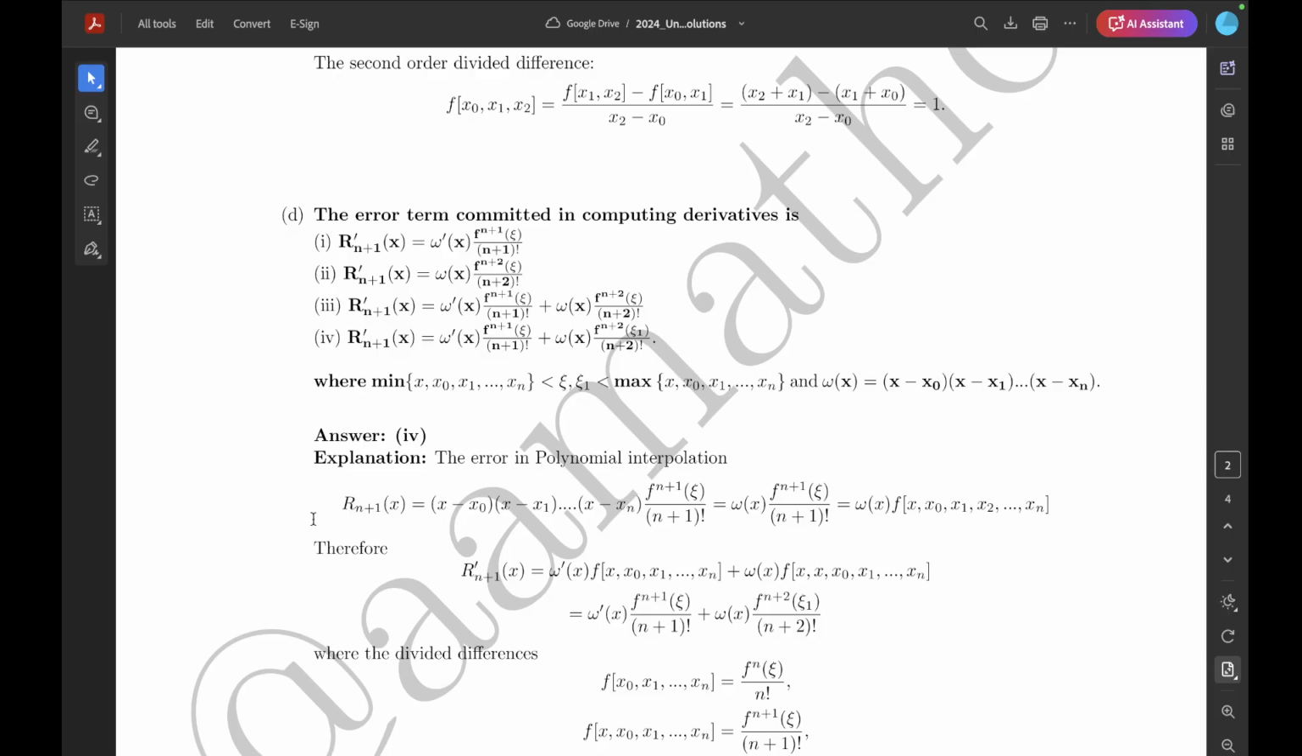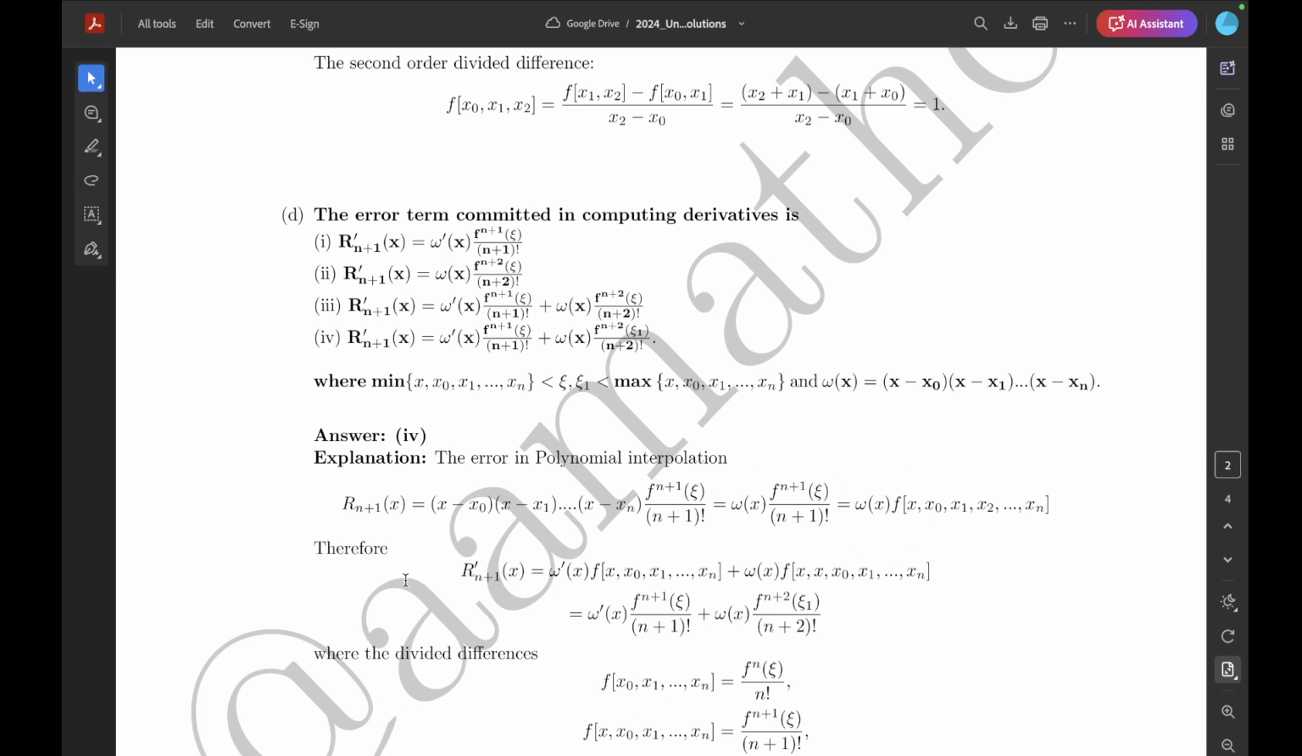Now error in polynomial interpolation, we know this is the remainder term or error term, R n plus 1 x is equal to x minus x0, x minus x1, up to x minus xn into f n plus 1th derivative at the point xi whole divided by n plus 1 factorial, and this product of n plus 1 terms is called omega x. We know this divided difference, f n plus 1 xi divided by n plus 1 factorial, is the f of x, x0, x1, x2, up to xn. The divided difference is this.